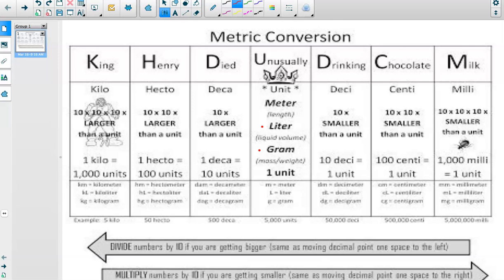We are going to do a math lesson today on metric math. It's one of the few things we have not done yet this year. Let's get right to it.